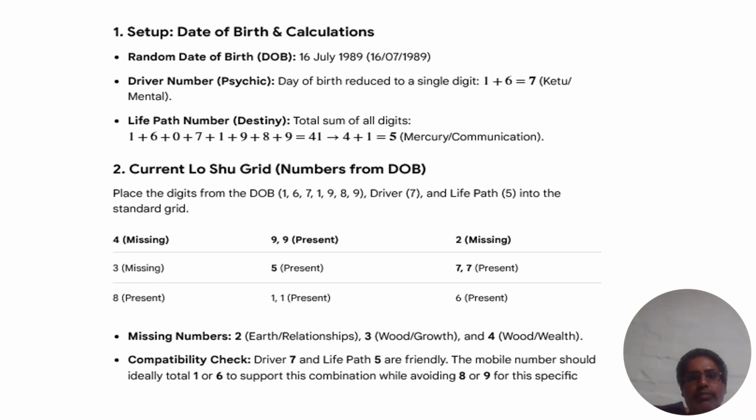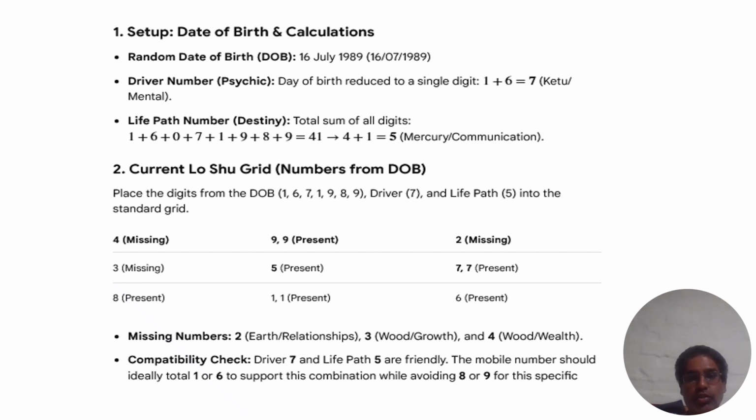First, set up your birth and calculations. So you have a date of birth here, 16th of July 1989. You add the 16, 1 plus 6 is 7, which is Ketu, the mental plane. The life path number is adding all of the date of birth, which is 5, for Mercury and communication. Depending on which planet comes, that will be your life path.